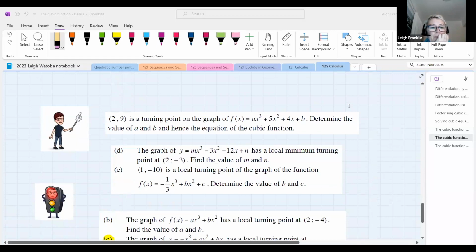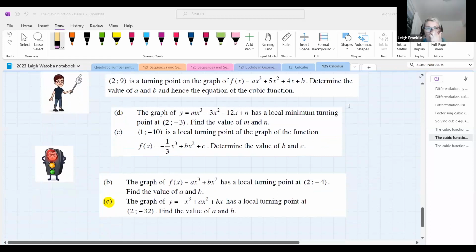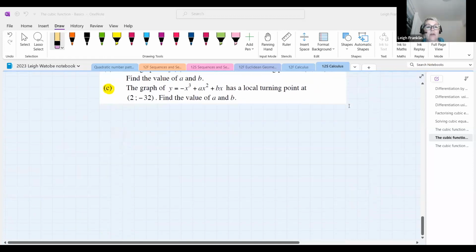Okay, so let's have a look at a question like question C. Now here's something completely different. You are not given any x-intercepts in question C. So unfortunately, what we were doing in the first couple of examples is not going to work in question C. We've got to think of something else that's going to help us.